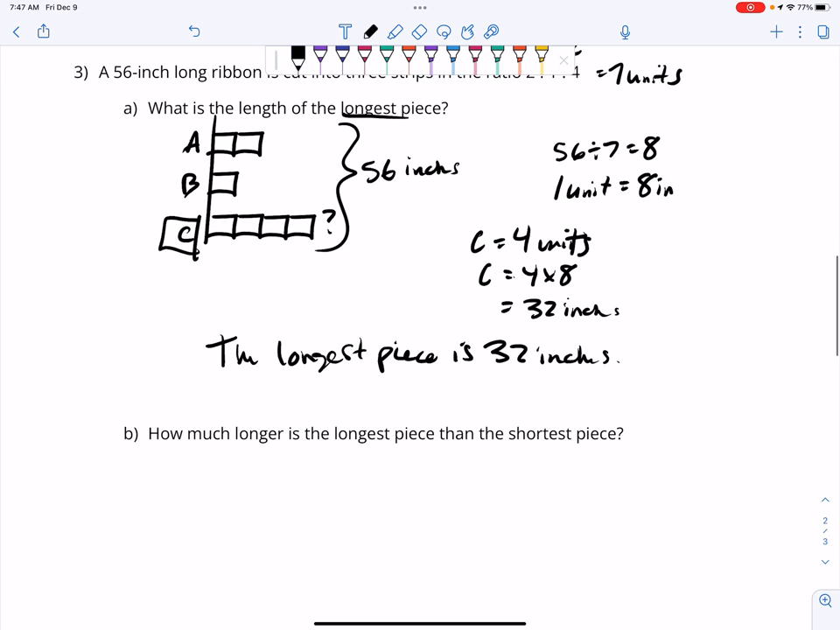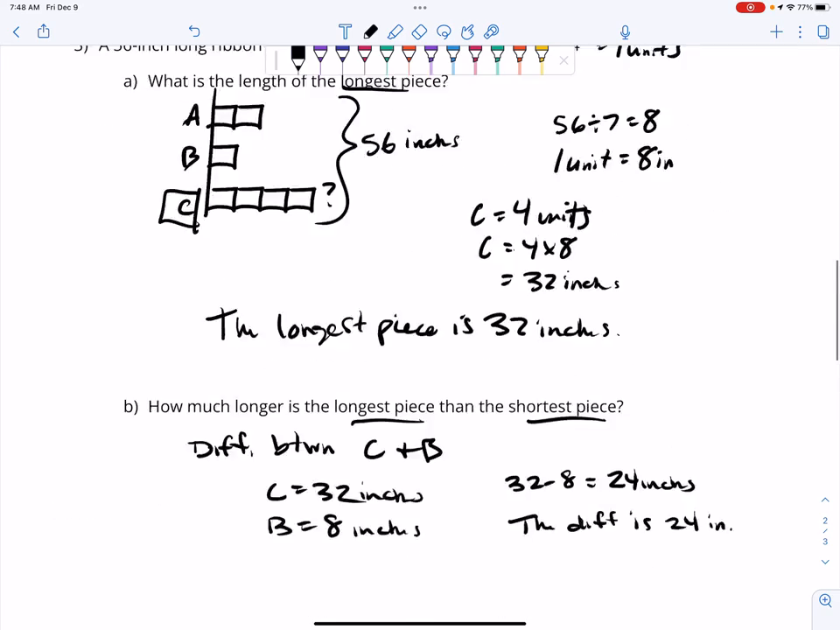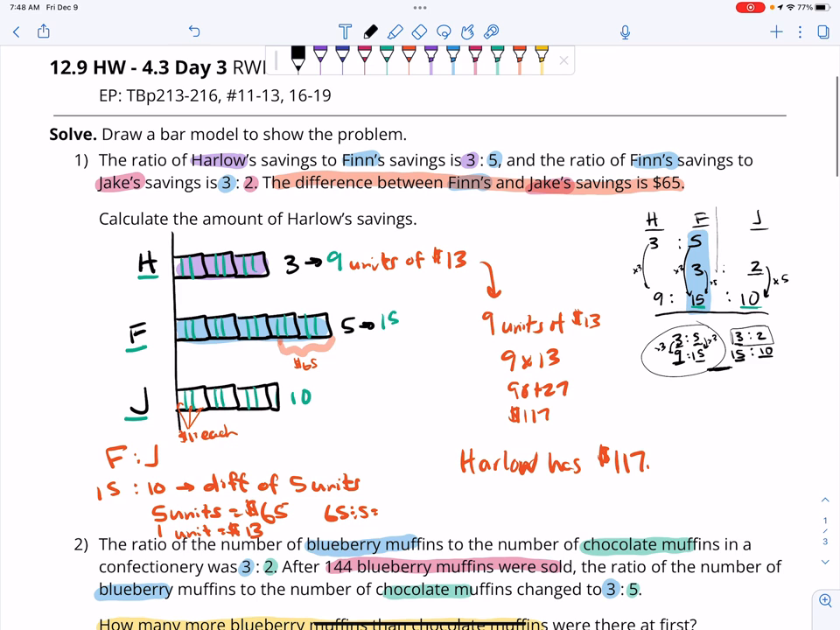So how much longer is the longest piece than the shortest piece? So this is the difference between C and B. Well, if C is 32 inches, B is only 1 unit, so that must mean that it's 8 inches. So to find that difference, we will do 32 minus 8, and we get 24 inches. So the difference is 24 inches.